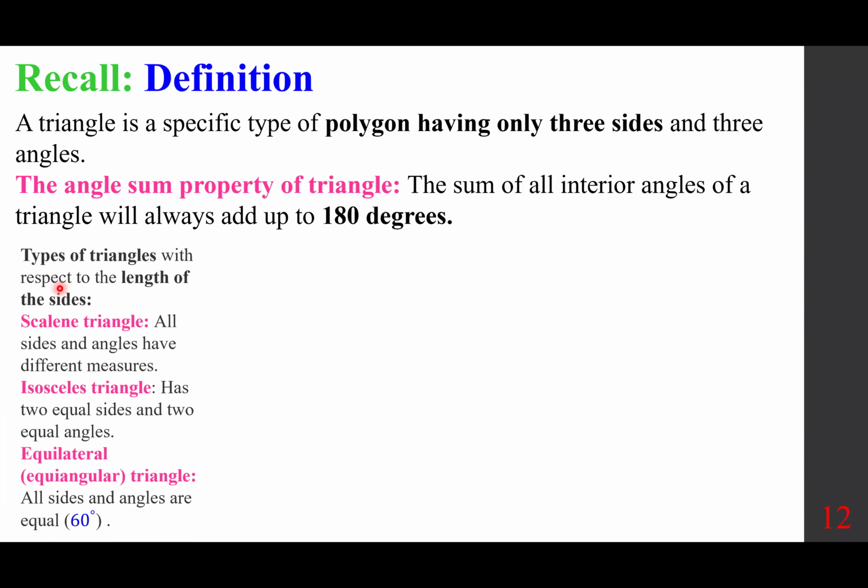Types of triangles with respect to the length of the sides. Scalene triangle, all sides and angles have different measures. Isosceles triangle has 2 equal sides and 2 equal angles. Equilateral triangles, all sides and angles must be equal. That means 180 divided by 3, that means 60 degrees. So this one, scalene, this one, isosceles, 2 sides are equal, 2 angles are equal. This one, all sides and angles must be identical.